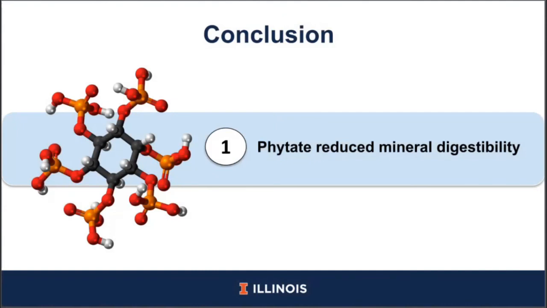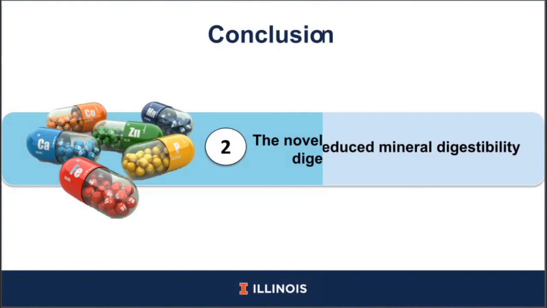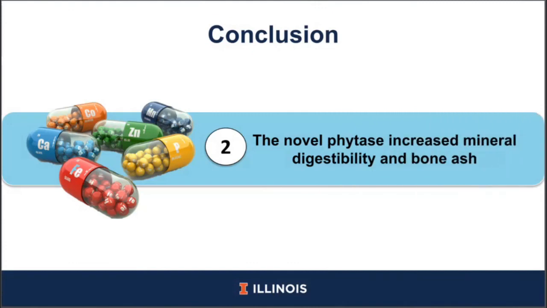In summary, we have demonstrated that phytate reduced mineral digestibility, indicating that a significant amount of minerals are bound to phytate, which increases the proportion of unavailable minerals for pig utilization. We have also demonstrated in this experiment that the novel phytase was able to efficiently increase the whole tract digestibility of minerals and also increase the bone ash of young growing pigs.